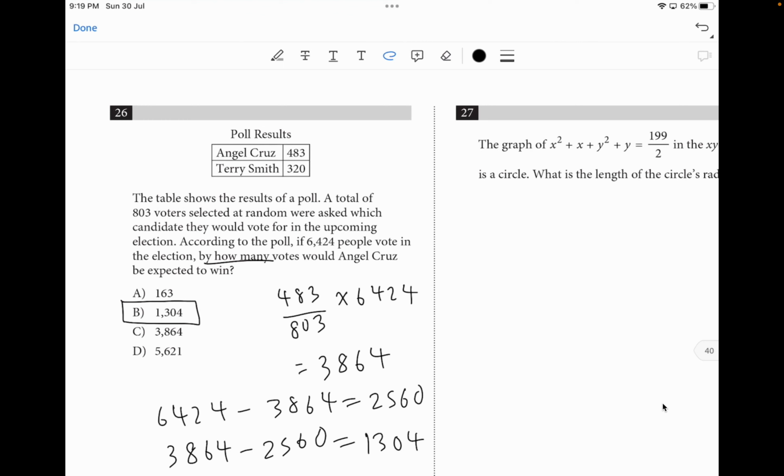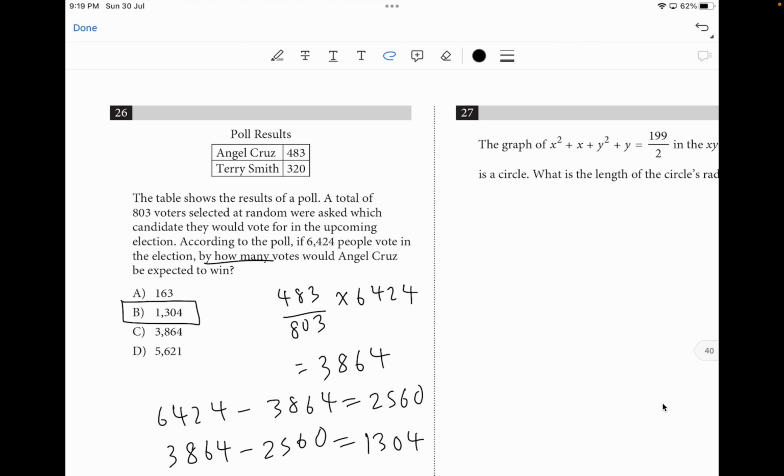Now since the graph given to us in the xy plane is a circle, we know that the equation of a circle in the xy plane can be written in this form: (x minus h) squared plus (y minus k) squared is equal to r squared, where the coordinates of the center of the circle are h comma k, and r is the length of the radius of the circle. So we're just going to write down that this is the center of the circle, and this is the length of the radius.